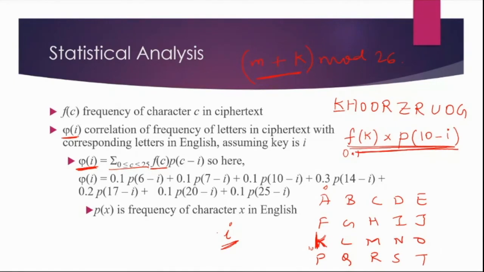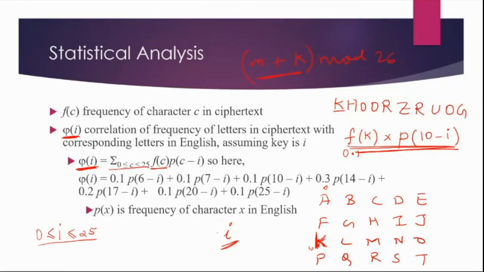Let me explain again. What is phi I? Phi I is a correlation function. Assuming that I is the key, let's assume that there is a key I where I varies from 0 to 25 definitely. One of these numbers will be the key, the shifting must have been done by one of these numbers, right? In exhaustive search, what we are doing is taking all possible combinations of keys and applying them on the ciphertext. Okay.